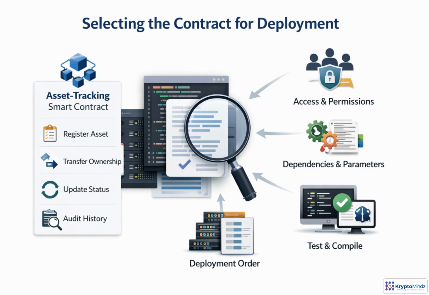Start by confirming that the contract fits the use case you are deploying. For asset tracking, it should support actions such as registering assets, transferring ownership, updating status, and viewing audit history. Check who is allowed to call each function, what parameters or dependent contracts are required, and whether deployment must happen in a specific order. Then proceed only after the contract compiles cleanly and passes development tests.